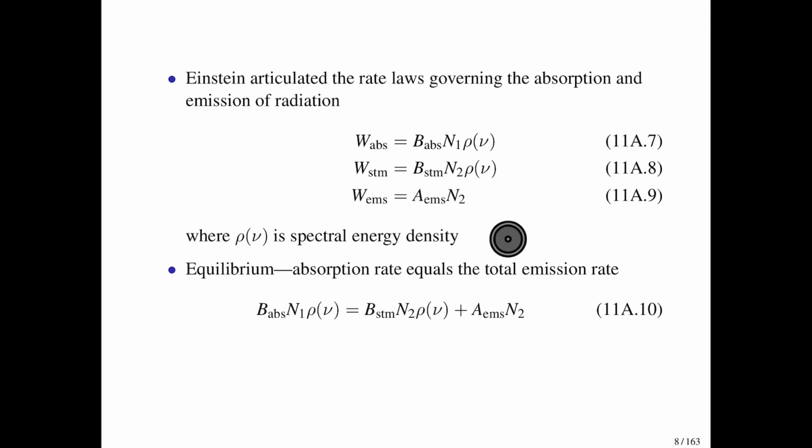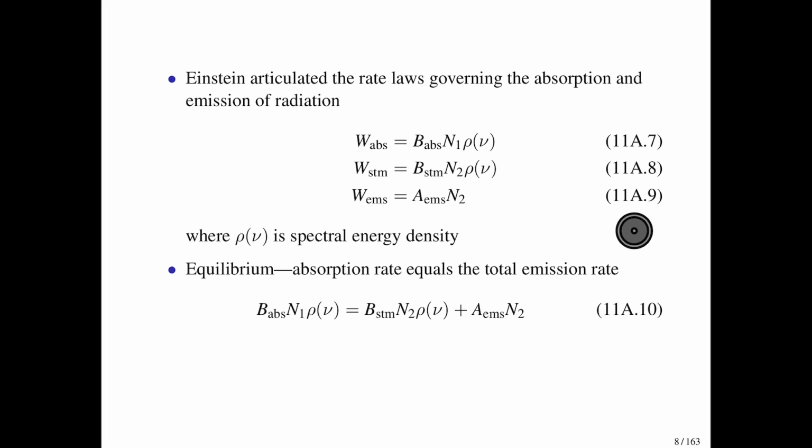Now, if this system were to come to equilibrium, meaning that there's no net change in the populations as a function of time, then the rate of absorption must equal the total emission rate, so the rate of stimulated emission plus the rate of spontaneous emission. So this is the equilibrium condition. And what Einstein did was he used this equation to characterize the rate constants. Okay, so these are actually called the Einstein A and B coefficients.